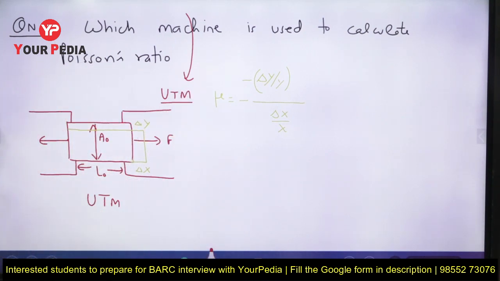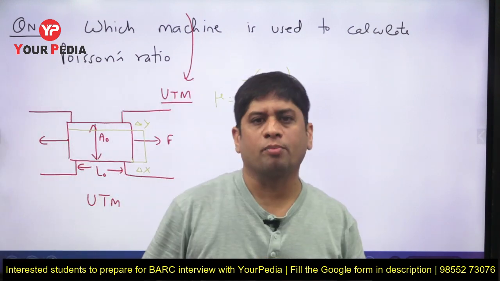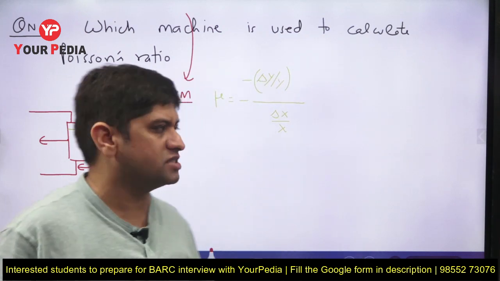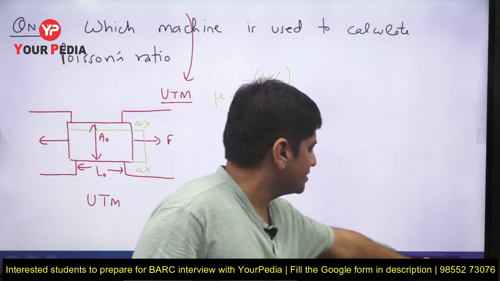So, Poisson's ratio can be calculated using the universal testing machine itself, and that is the reason it is called a universal machine. Why is it called universal? Because this same machine can be used to calculate different properties. That is the reason it is called the universal testing machine.